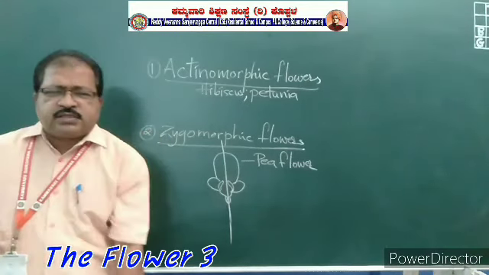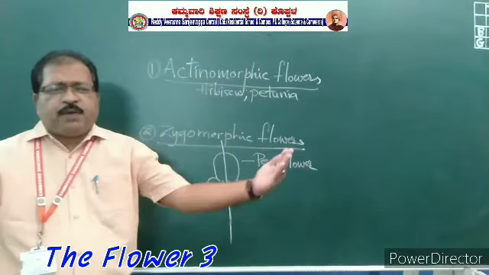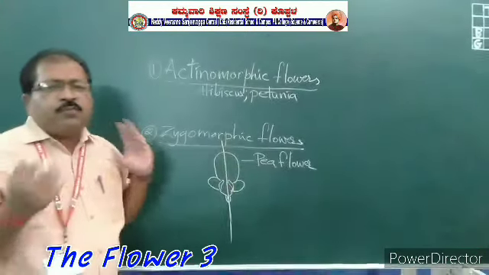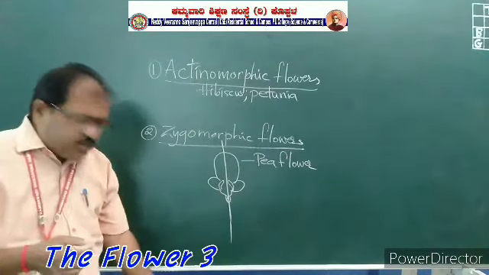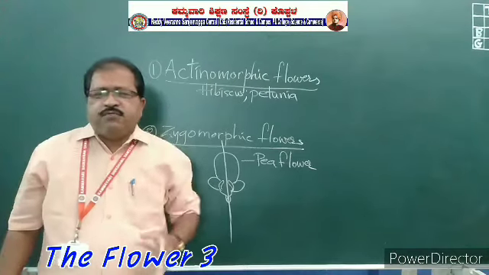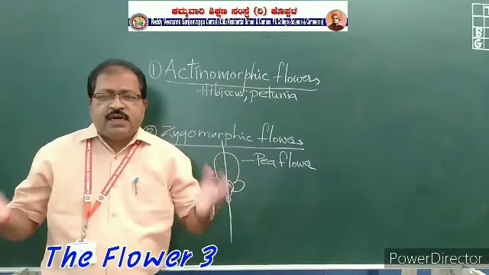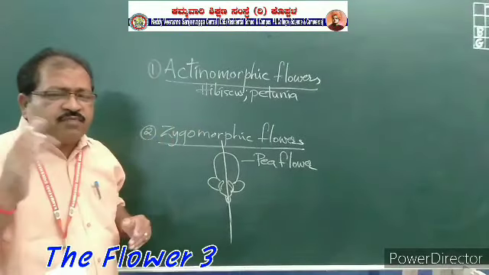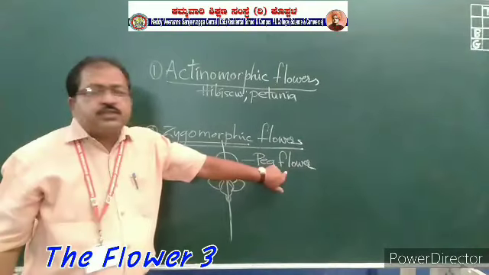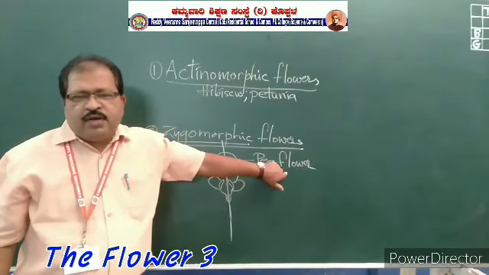Only along one single axis does the flower become two equal parts. If you draw a line on any other side, you cannot get equal parts. Only along the vertical axis will you get equal parts. That is called mirror images. That type of symmetrical condition of the flower is called zygomorphic, and the example is the pea flower.